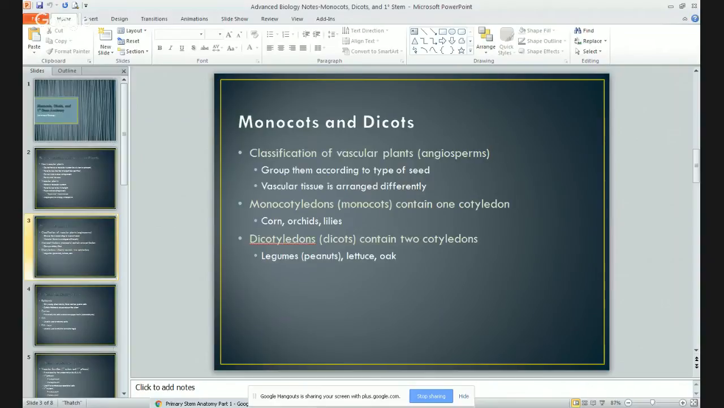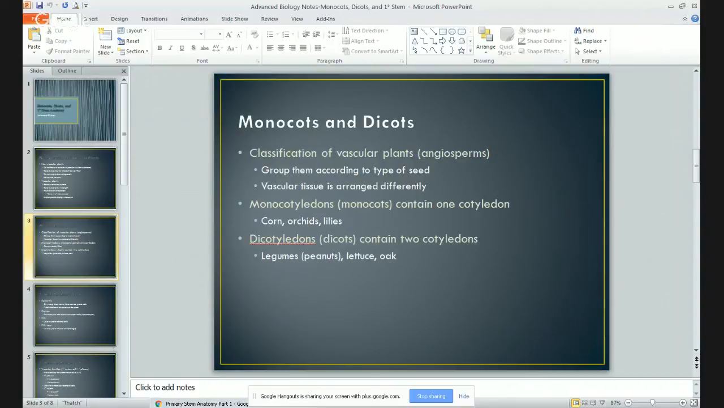I don't know if this is a refresher or brand new, but the job of the fruit is to protect the seed. So all of your angiosperms are flowering plants, and flowering plants produce fruit, generally to house and protect that seed. Depending on whether you're a monocot or a dicot, your vascular tissue is going to be arranged differently, which is what I implied at the very beginning.